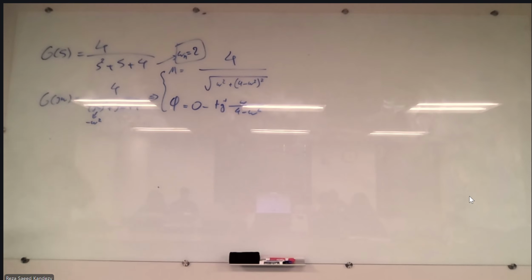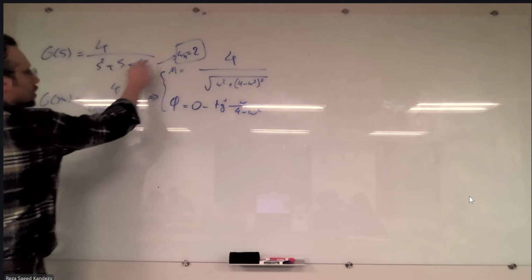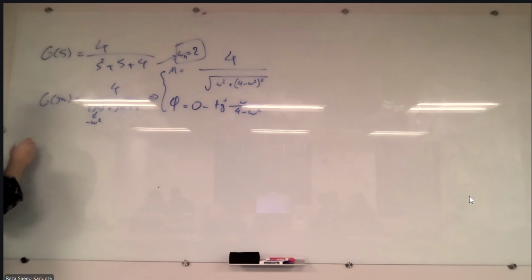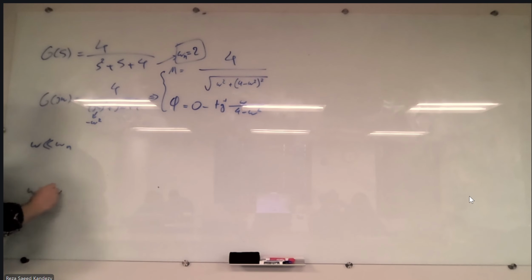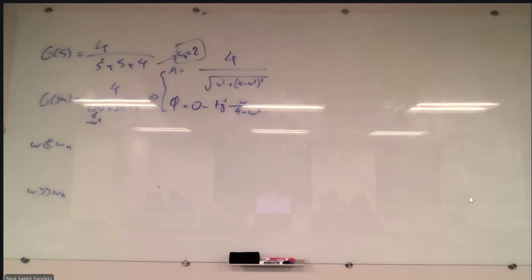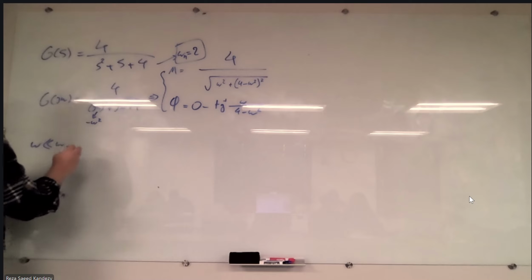No? Now, we said the cutoff for the second order is omega n. So we are going to see the situation when omega is less than omega n and when omega is bigger than omega n. And we want to find what are the asymptote lines that describe each part. Okay, so let's try it.